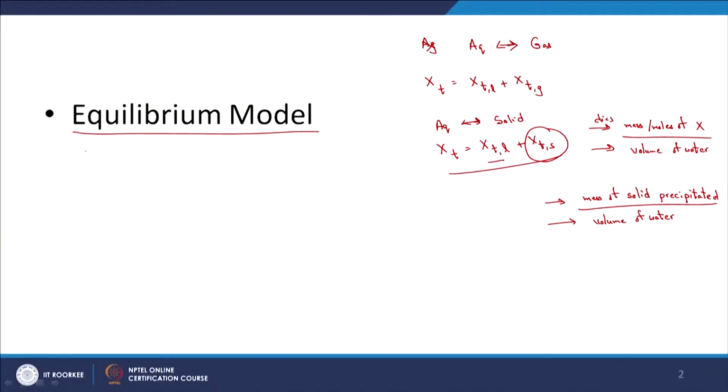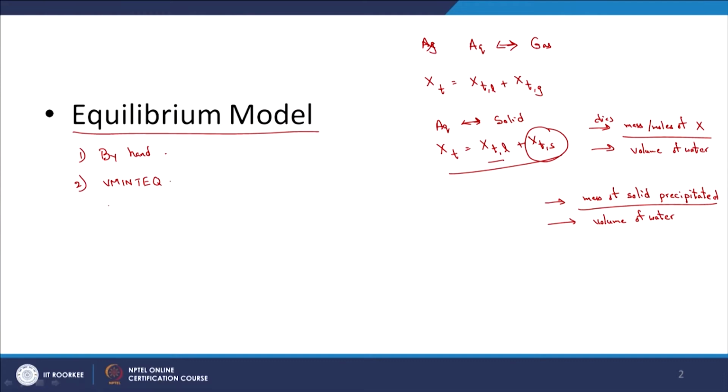So how do we go about it? We first need to look at two aspects. One is by hand and the other is by Vimintek. First we are going to discuss how to solve this by hand, and I guess we are going to look at a few practical examples later on and look at how to go about it. So first by hand, how do I set this up now?